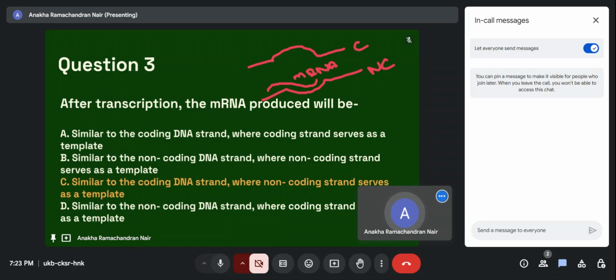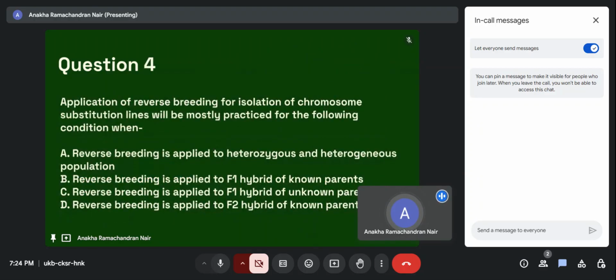So C is the correct answer in this case. So if there are no doubts, let's move on to question number 4. Question number 4 is: application of reverse breeding for isolation of chromosome substitution lines will be mostly practiced for the following conditions. There are four options given to you.